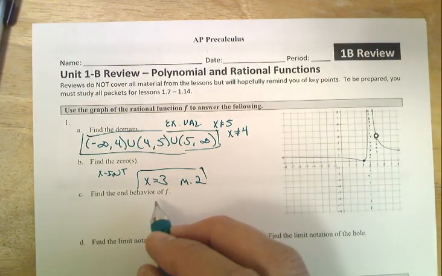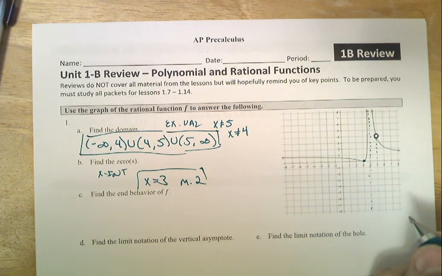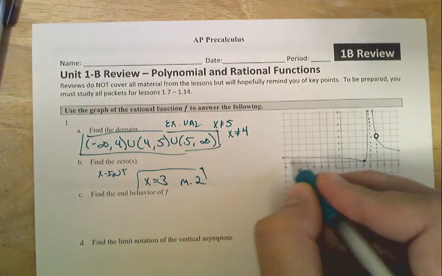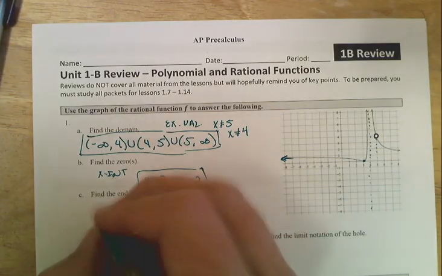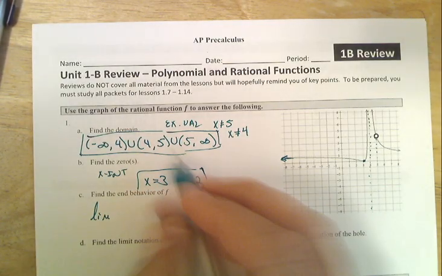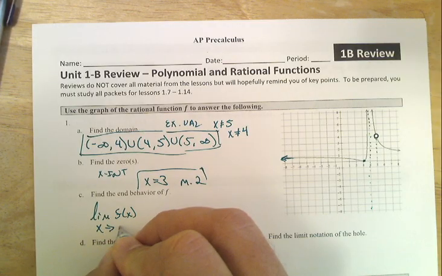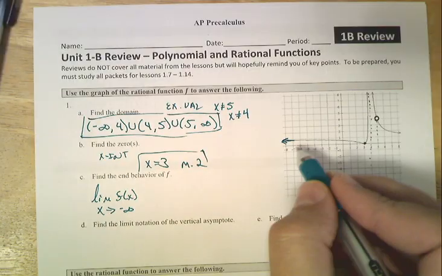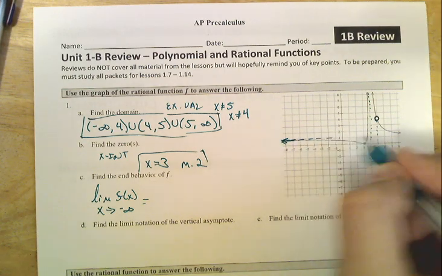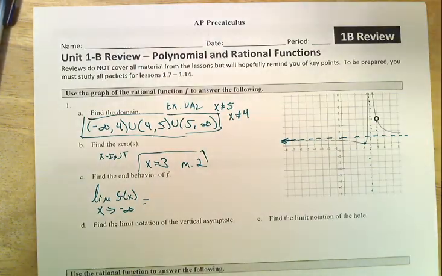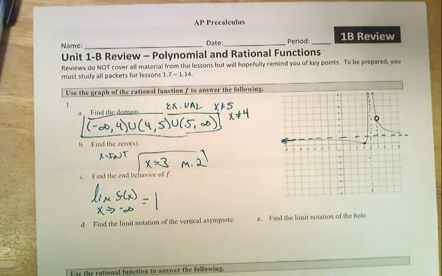Find the end behavior of f. So end behavior is what happens as x goes to infinity, and we're going to write that in limit notation. So over here, as x goes to negative infinity, that is my end behavior. So the limit of f as x approaches negative infinity. As x gets smaller, the y value seems to be approaching what looks like a horizontal asymptote here at 1. So it should be 1. There is a horizontal asymptote there at 1.